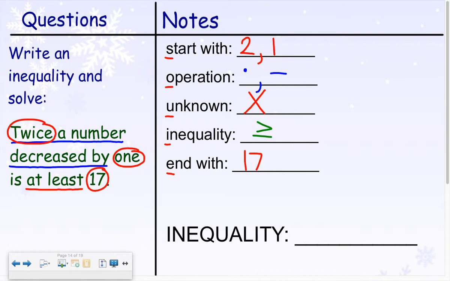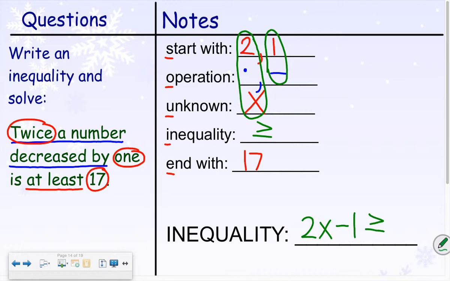Okay, so now we're going to use what we've got, and we're also going to read the problem to help us write this inequality. So our starts with is we have a 2 and a 1. So look at the original problem. It says twice a number. So twice a number is that 2 times x. So this right here is the twice a number. Then we have the decreased by 1. So that's going to be the -1. Then we have greater than or equal to 17.